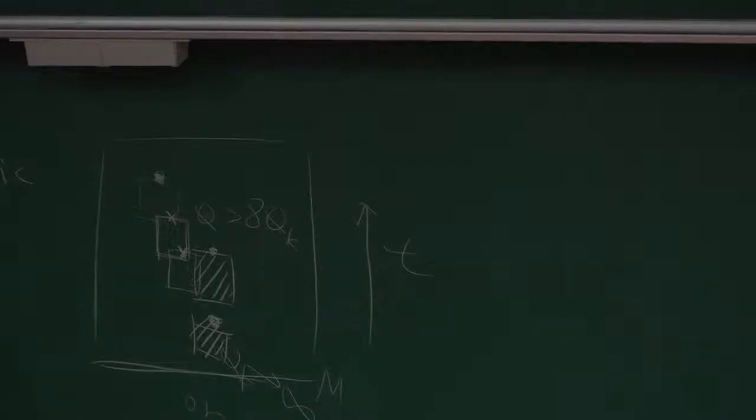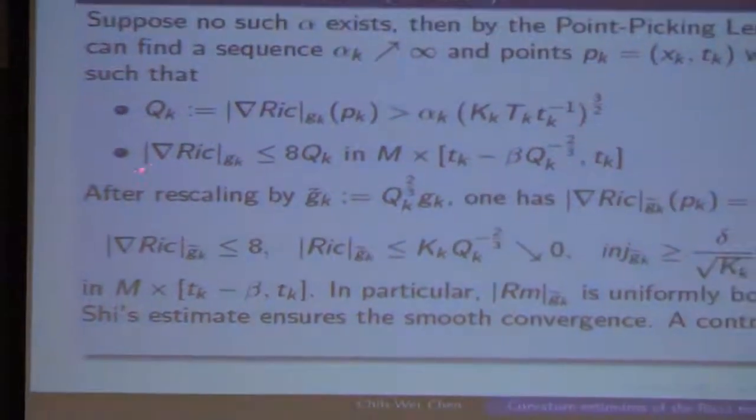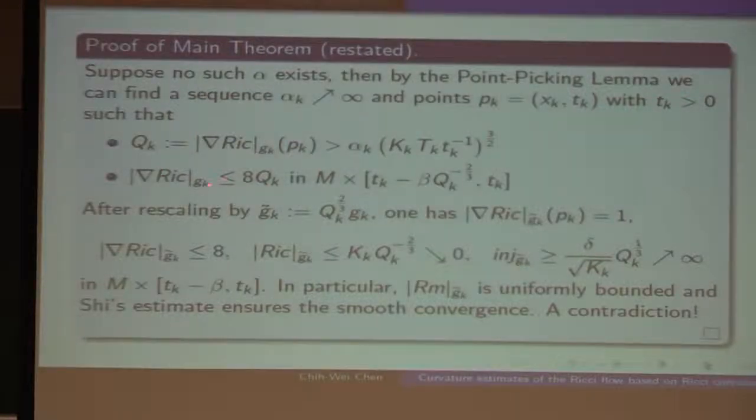Okay, so let's proceed to finish the proof. Suppose there is no such alpha, then you can have a sequence of points which has a very large QK. Then by point picking lemma, you have a region. And in this region, your number of reaches is bounded by 8 times QK. So you can rescale the metric by Q to the power 2/3. Then you see that the gradient reach at PK equal to 1.